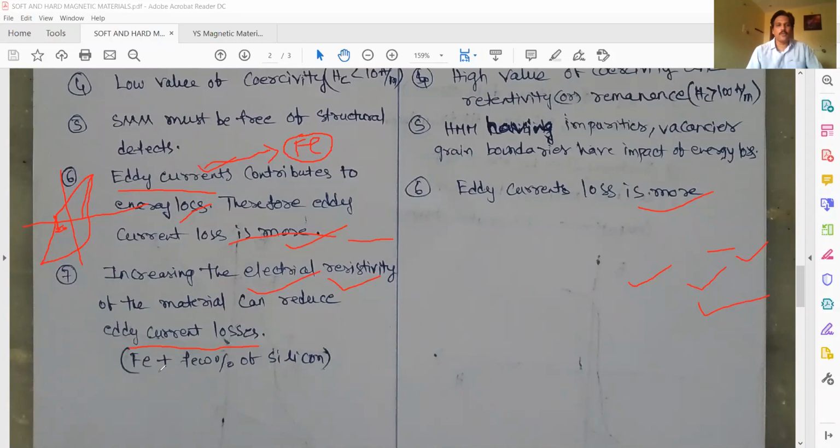So what I am doing is, take iron and add a few percent of silicon to iron. The silicon increases the electrical resistivity and eddy current losses will be reduced. So by increasing the electrical resistivity, the eddy current losses can be reduced.